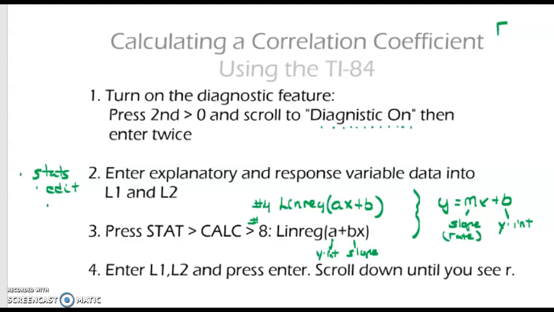And now if you go up to option number 4, of course, in this format, a is going to be your slope because it's in front of your x, and then b is going to be the y-intercept. So just know what you're working with here, okay?